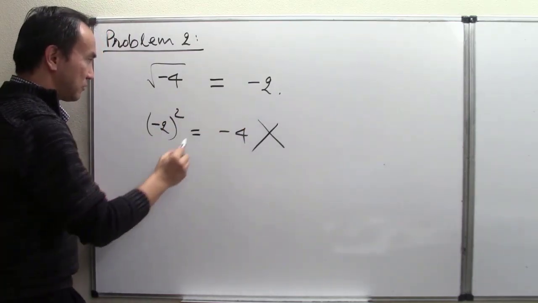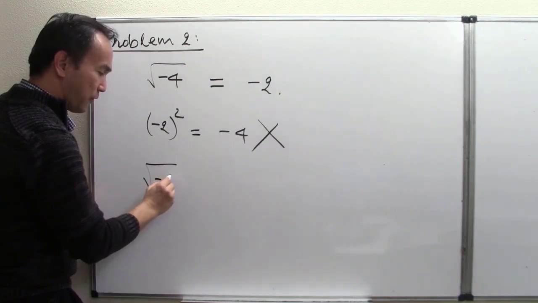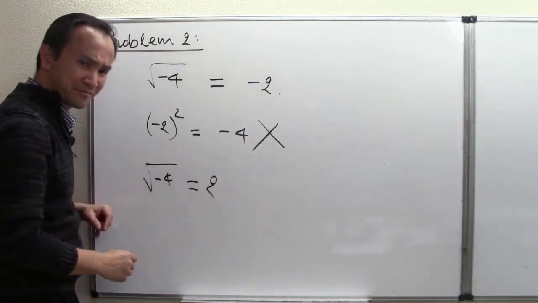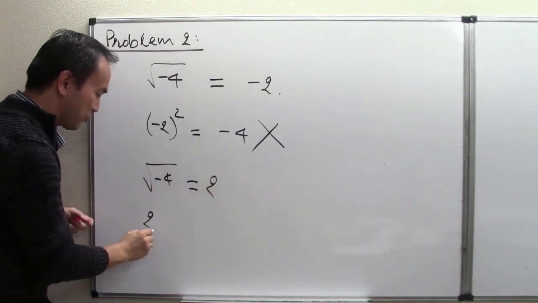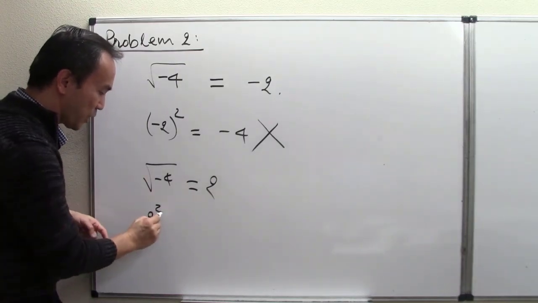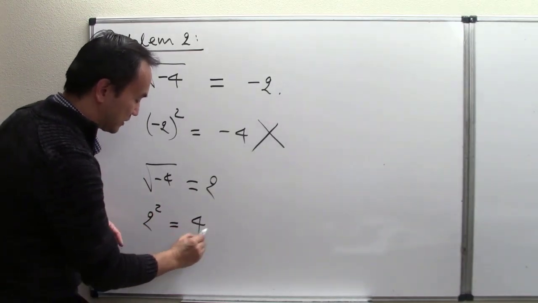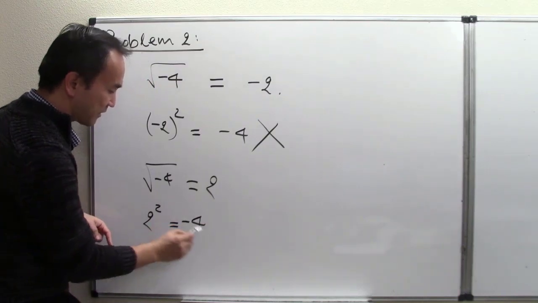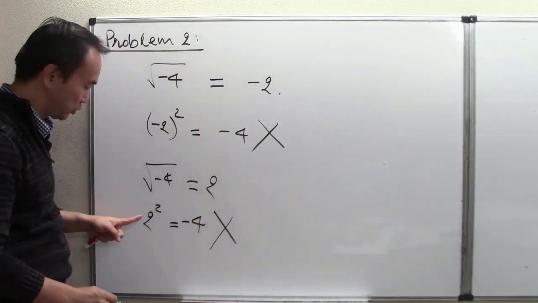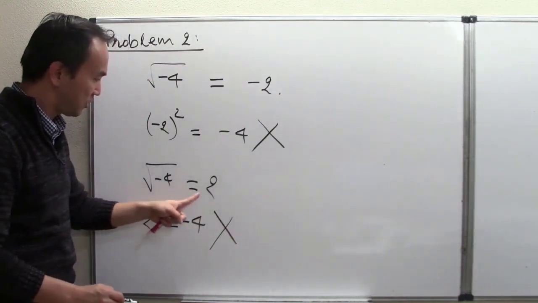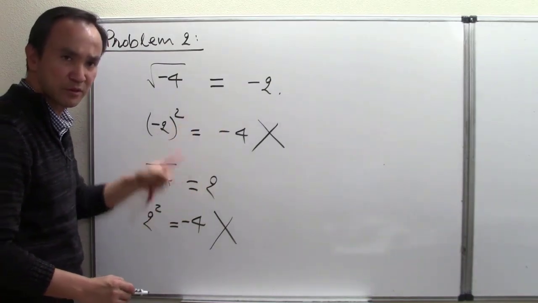Then we can think about maybe square root of 4 is still equal to 2. But obviously, again, we can quickly check. 2 squared is obviously equal to 4, not negative 4. So this is wrong right here. 2 squared is not equal to negative 4. So we tried 2 attempts, but it didn't work.